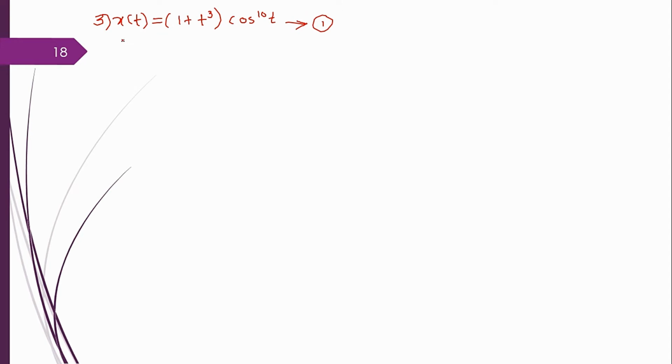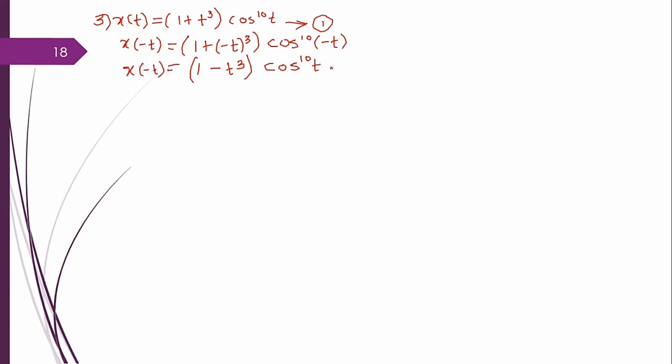So the very first thing that we need to do is you need to extract what is x of minus t. Replace t with minus t. So if I do so, I would get it as cos raised to 10 of minus t. So if you solve it, minus t cube will result in 1 minus t cube. So cos of minus t is cos t itself, hence it's just cos t. So this is x of minus t and I name it as equation 2.